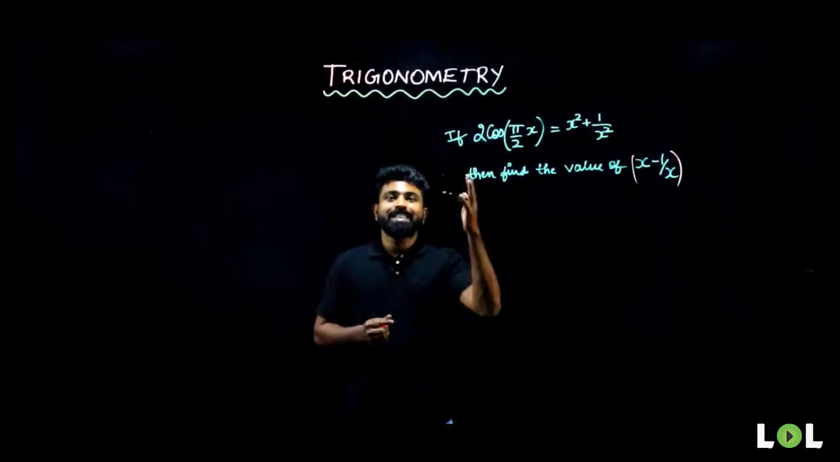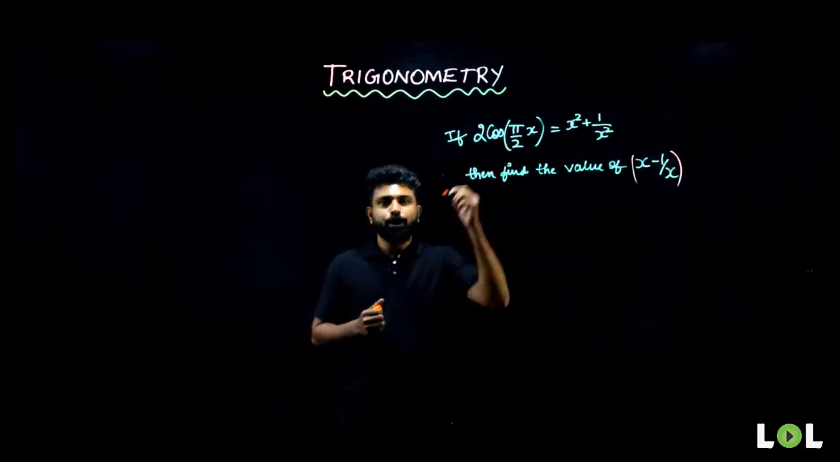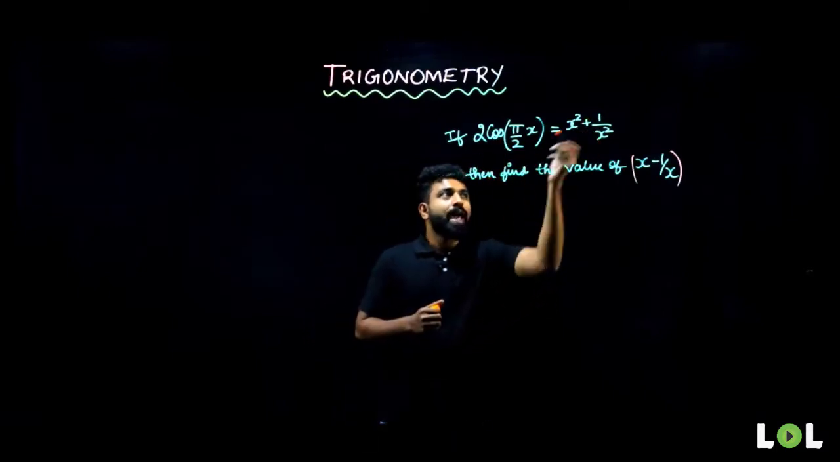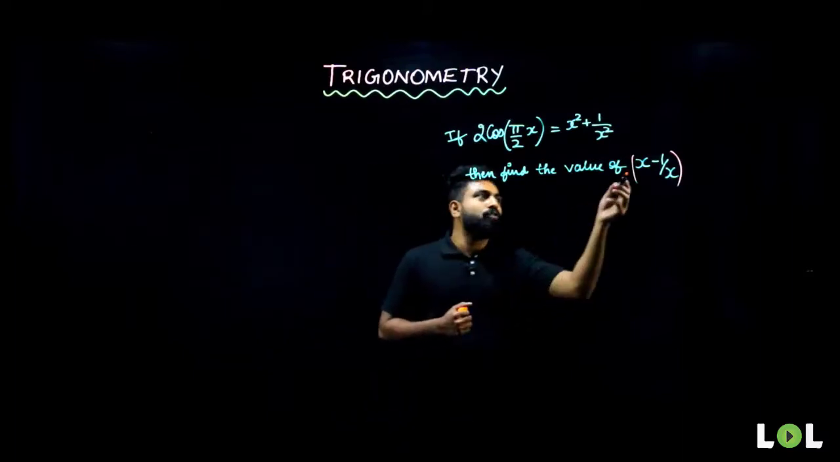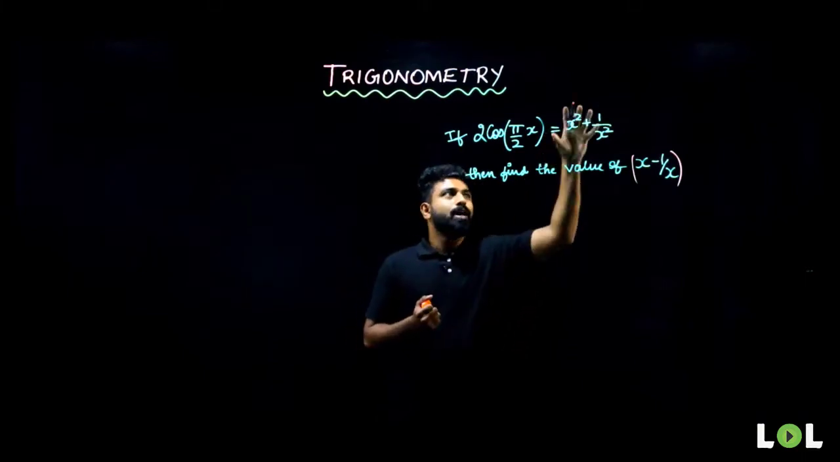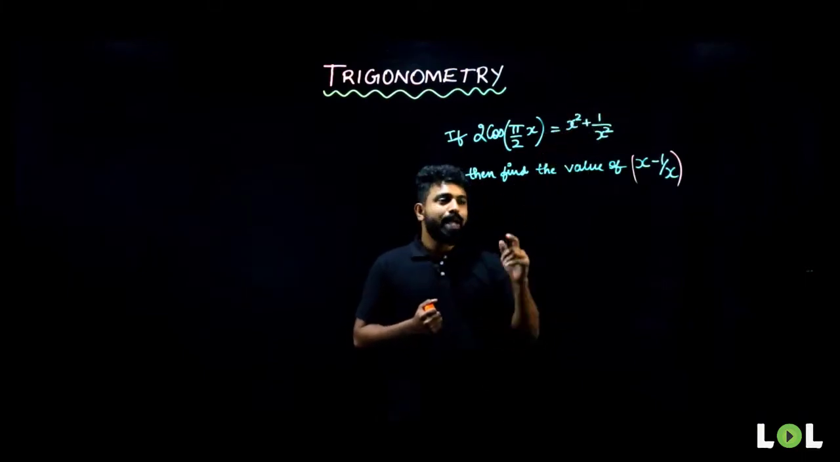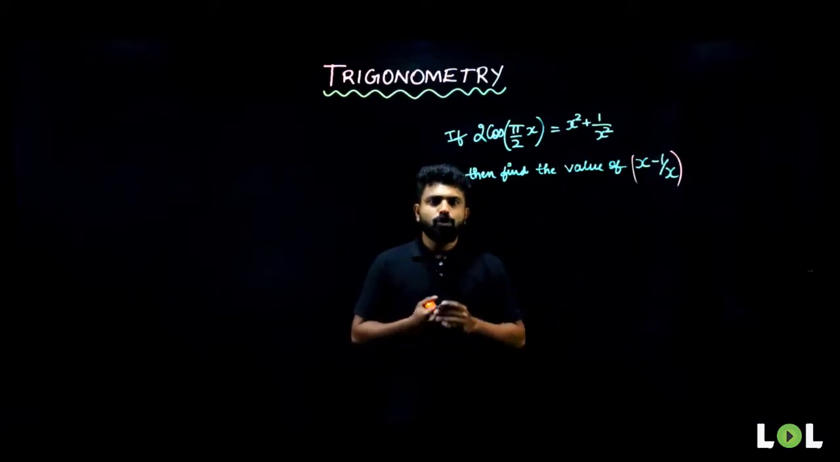Let us look at our next type of question here. What have they told? 2 cos of pi by 2x is equal to x square plus 1 by x square. They are asking us to find the value of x minus 1 by x. How do we solve this? We need to convert this identity into x minus 1 by x the whole square. So how to do that?